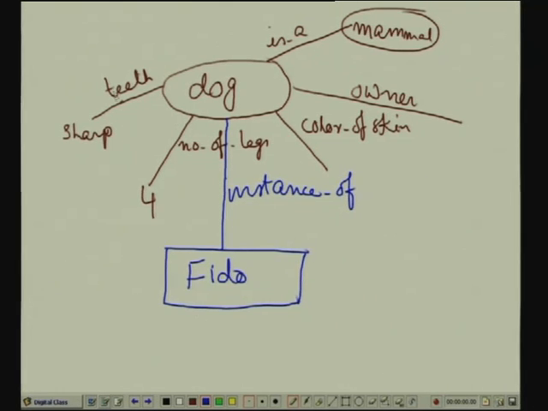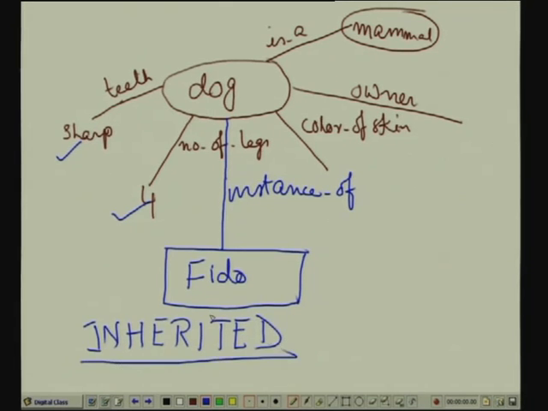Attributes which are not specified in the class definition will be, so these are automatic. So, these attributes like teeth, number of legs, are automatically inherited from the class definition, I need not specify them. Those attributes like owner, which is not specified in the parent class, or the color of skin, which was not specified in the parent class, can be specified here. I can say it is black and owner may be Rahim.